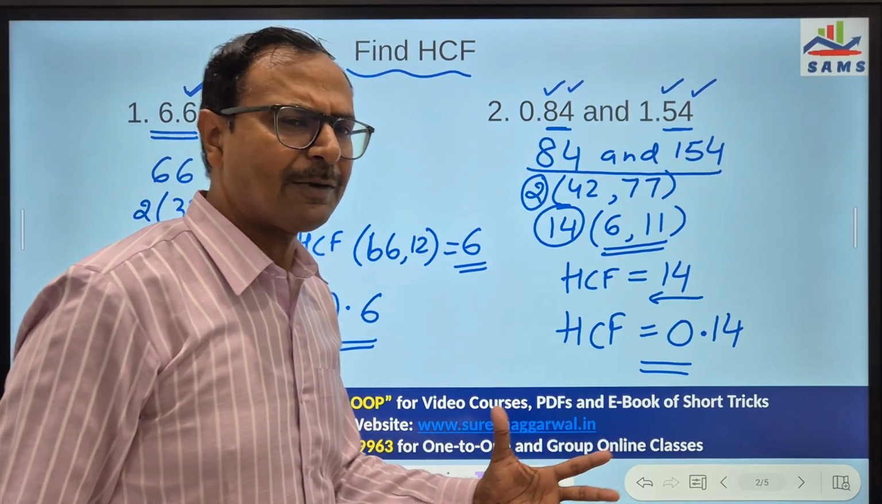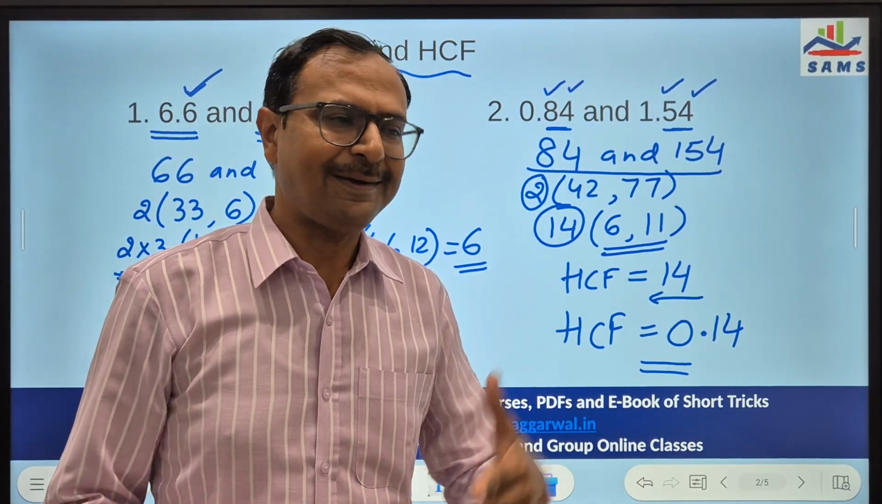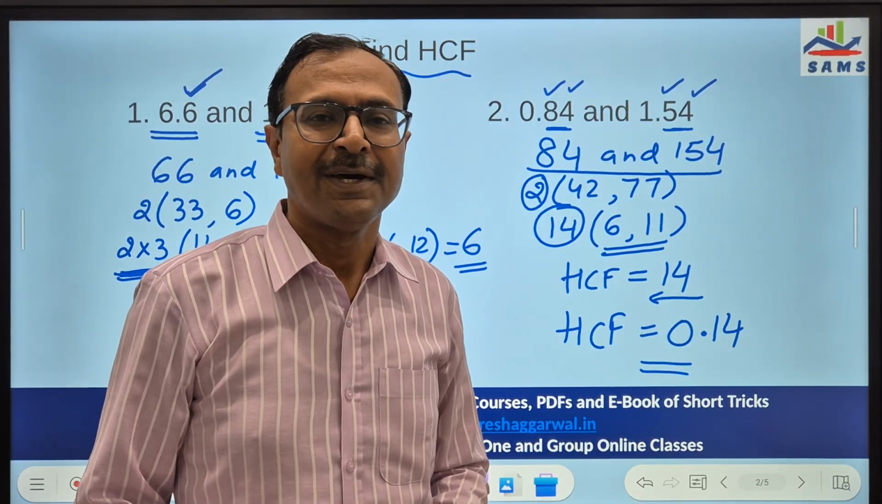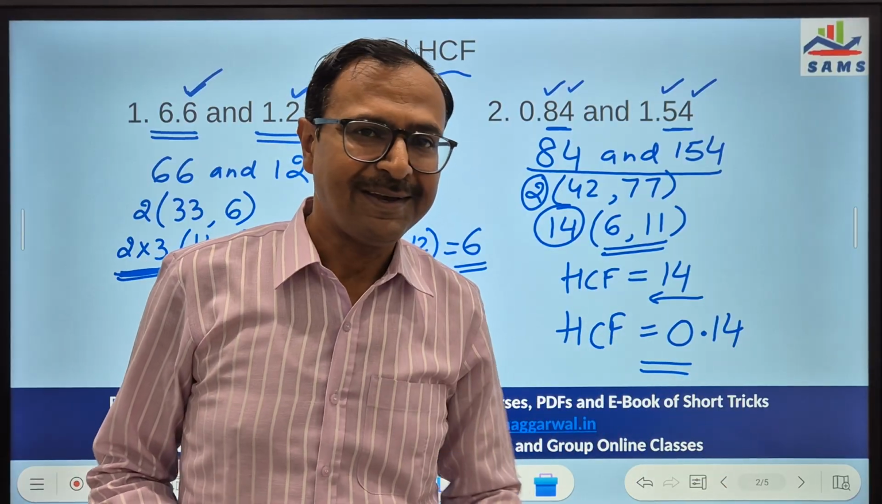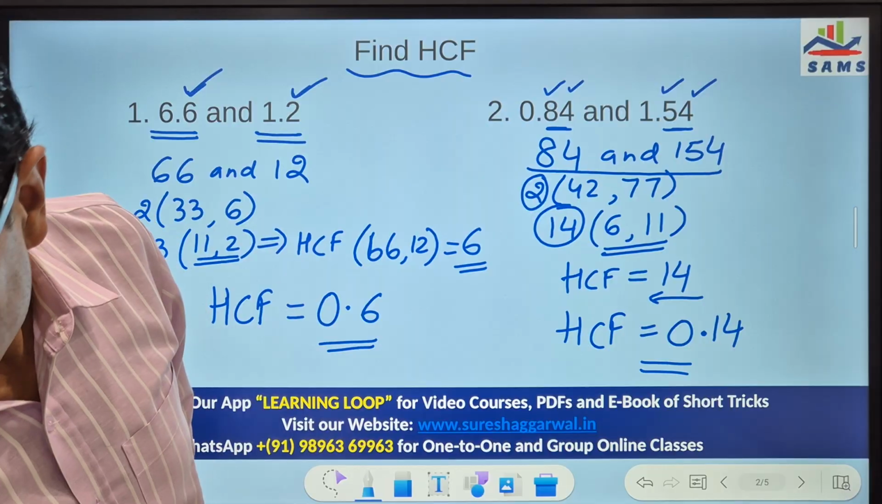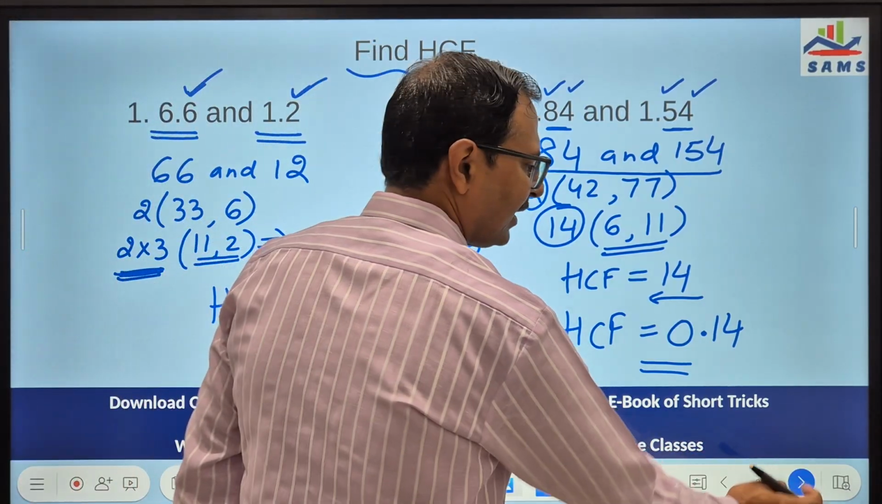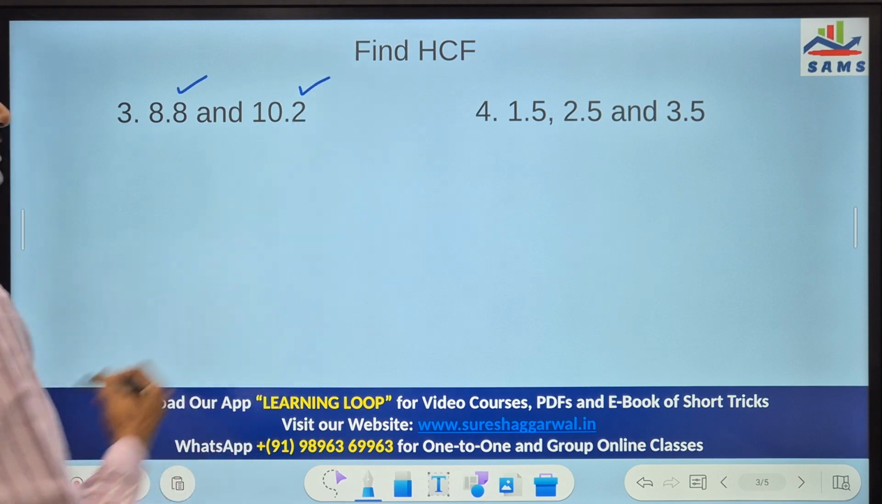Now you can pick up the calculators and try these things using the calculator, and obviously you have smart apps, you have so many websites which can tell you the HCF of these numbers directly. Just check and let me know the accuracy of this method. 0.14 is the answer.